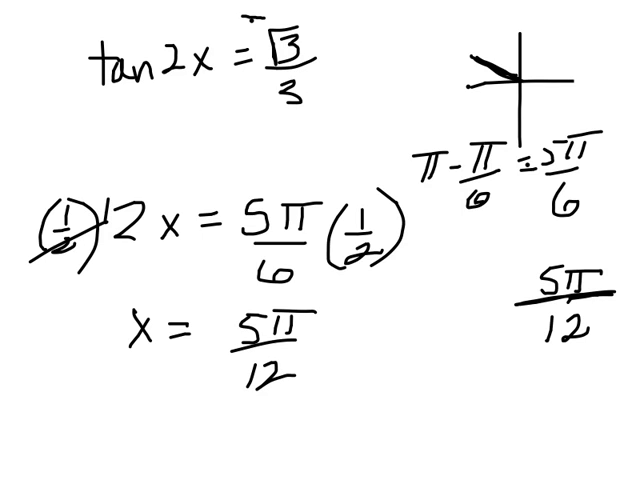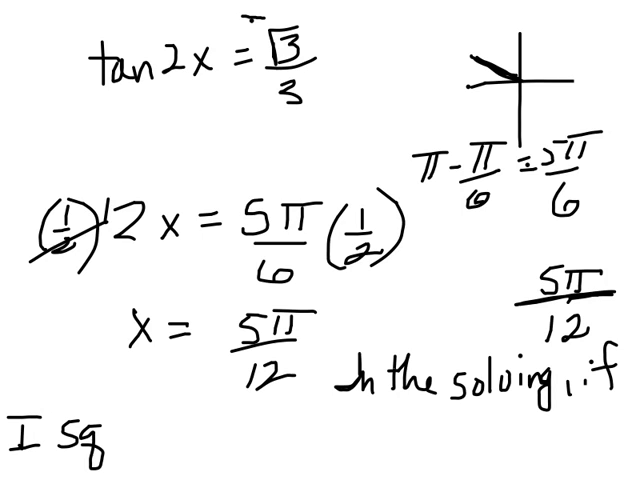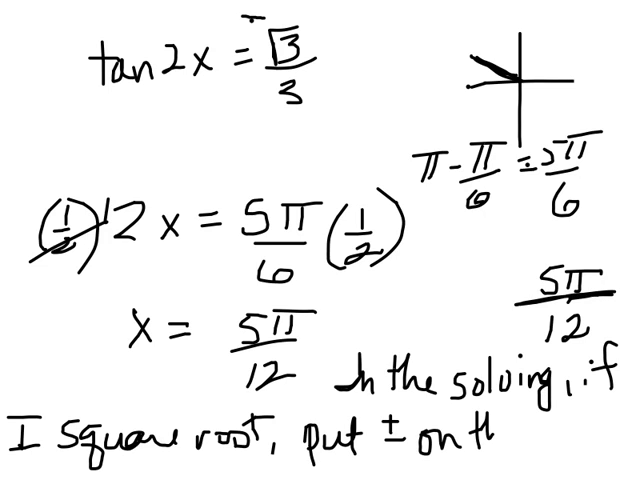So what did we just learn? When we square root, we need to put a plus and a minus on it. When we actually, in the solving, when we square root, I'll write it here: in the solving, if I square root, put plus or minus on the right-hand side when you square root. That's the only way we could get that 5 pi over 12, is if we did that. And it makes sense if you think about it in terms of solving quadratic equations.